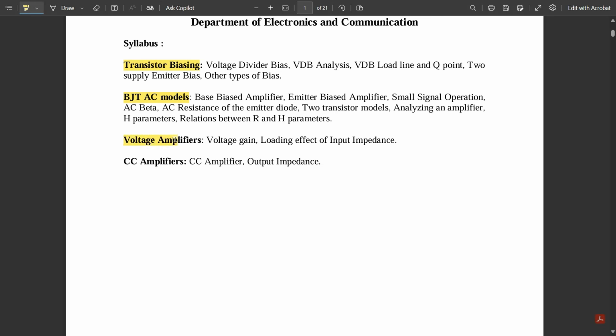Then we have voltage amplifiers. Under that, we are going to discuss in depth voltage gain. What do you mean by voltage gain? Then the loading effect of input impedance, how the impedance is related with respect to the voltage. Everything we are going to see in this part. Then we have the CC amplifier. Under that, we are going to see the CC amplifier construction and the impedance equations which we get from this CC amplifier with the equivalent circuit models. So these are the things we are going to study in module 1. This was the syllabus of module 1.